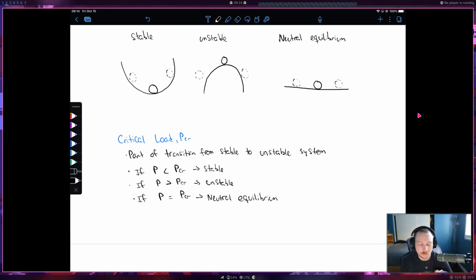So that might be material failure, or it might be stability failure, or a combination of the two. But again, this is going to be important for us because we want to find this critical load, and we're going to use this as one of the metrics in our plots that we're going to have.